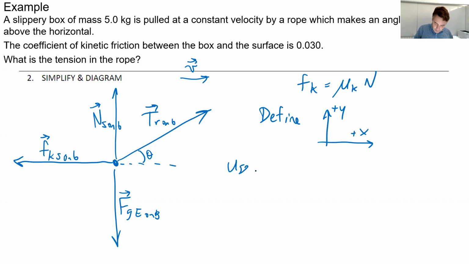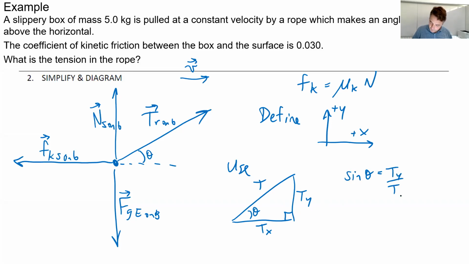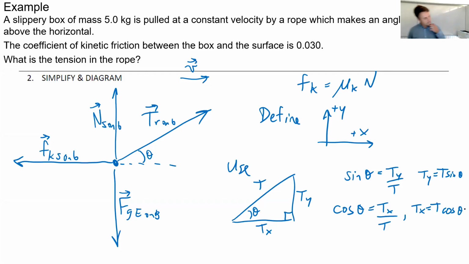I'm also going to use at this step, I have to get the components of the tension. So if this is theta, and this is the tension in the y direction, and this is the tension in the x direction, then sine theta is t sub y over t. So that means that t sub y is t sine theta. And cos theta is adjacent over hypotenuse, it's t sub x over t. So that means that t sub x is t times cos theta. But now I have to go on to the next slide.